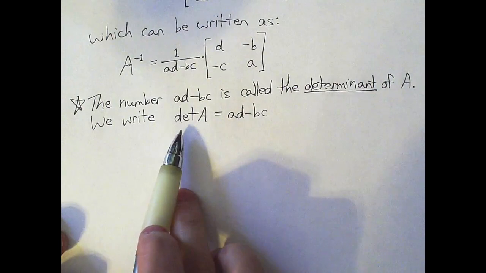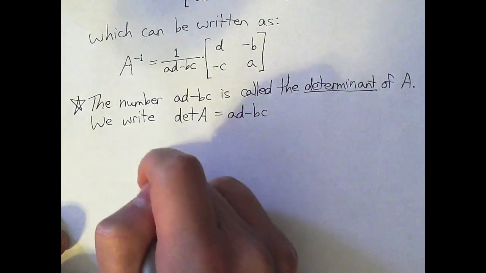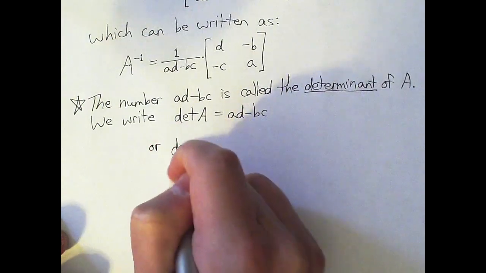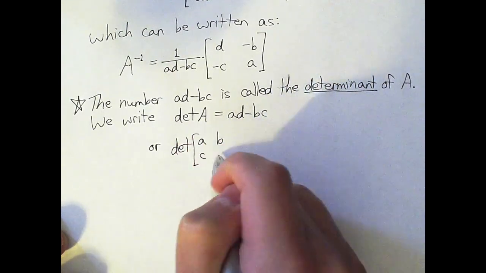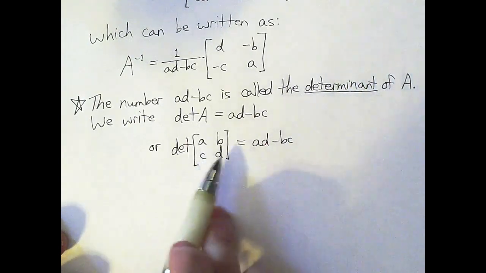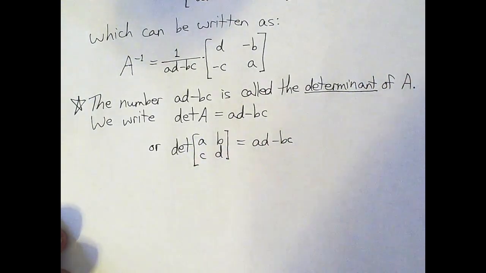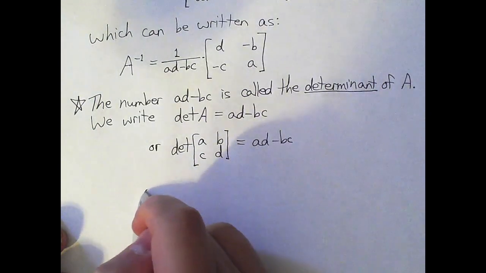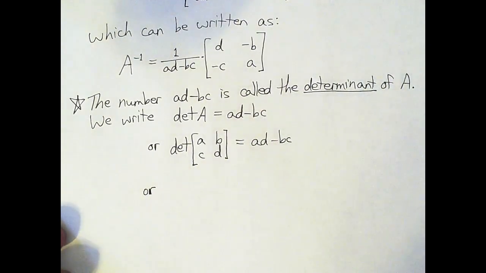There's a couple of other ways that we write it besides det A. We also sometimes write determinant of, and then actually write out the matrix. I mean, it still equals AD minus BC, but instead of calling it capital A, you could just write out the matrix with the brackets. Or there's also another way to write it, which I probably won't use very much in this course, but I wanted to let you know just in case you see it.